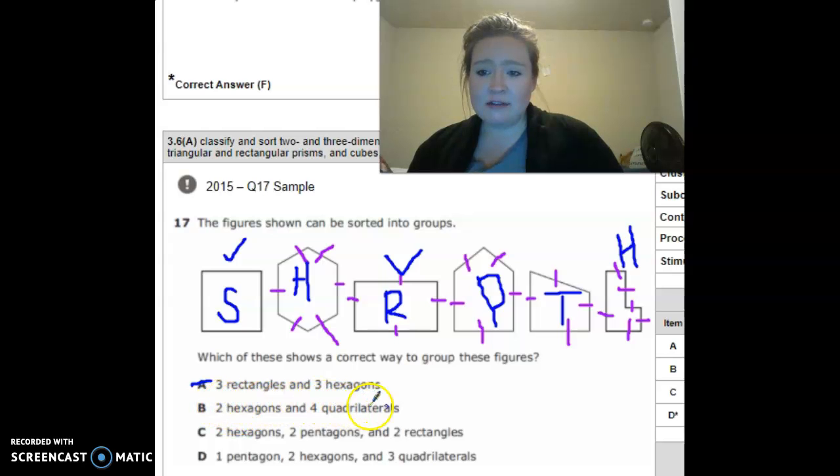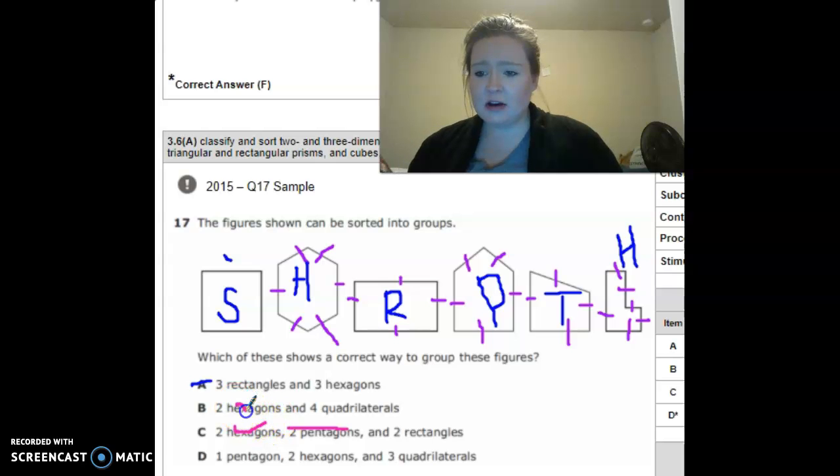2 hexagons and 4 quadrilaterals. Two hexagons. Here's a hexagon and there's a hexagon. 2 pentagons. I only have 1 pentagon, so that makes it wrong. Sorry, I'm on letter B. 2 hexagons, yes and yes.